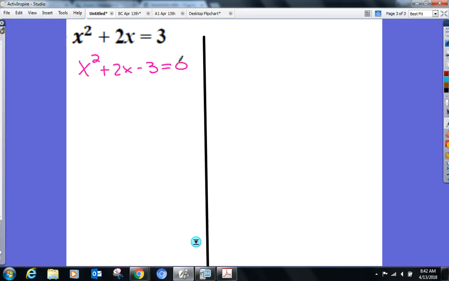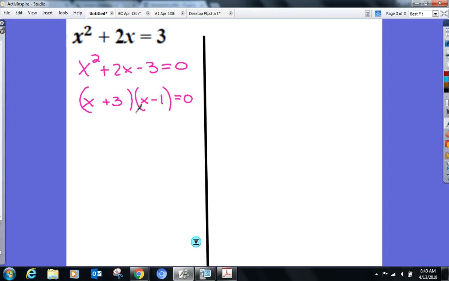Come on, we've been here a while. What am I going to do to this trinomial? Factor the darn thing, right? Factor it. 2 numbers that do what? Multiply to negative 3 and add to 2. What do you got for me? Positive 3, negative 1.